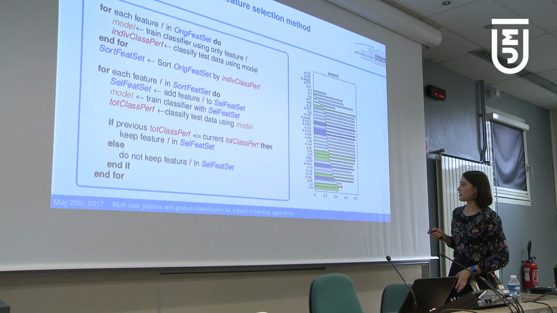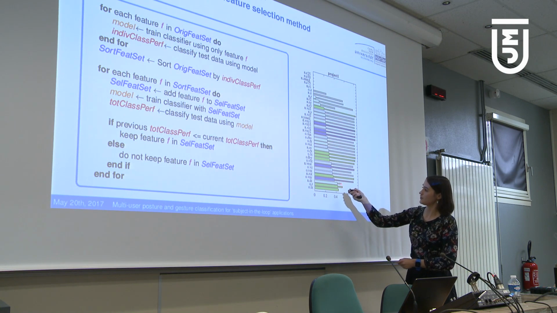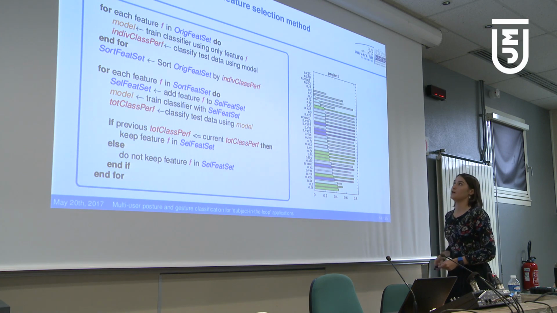So, for example, here there are small stars. These features were taken to this selected feature set. This one didn't cause an increase in the classification performance, so it was discarded, and so on, until we have a smaller feature set.